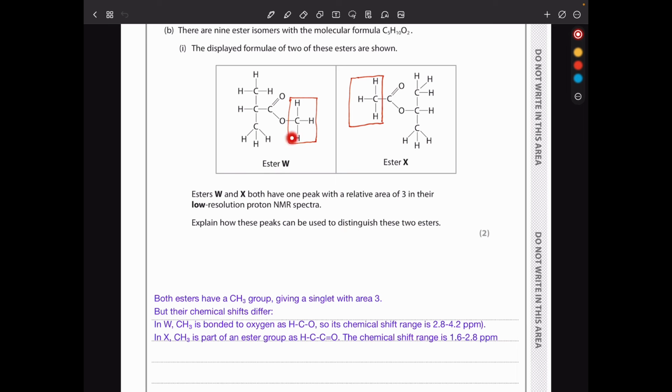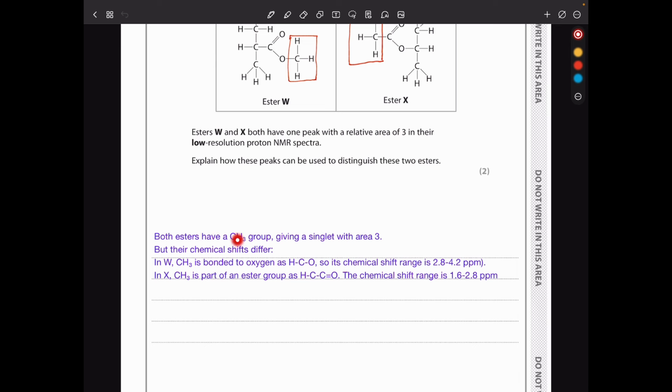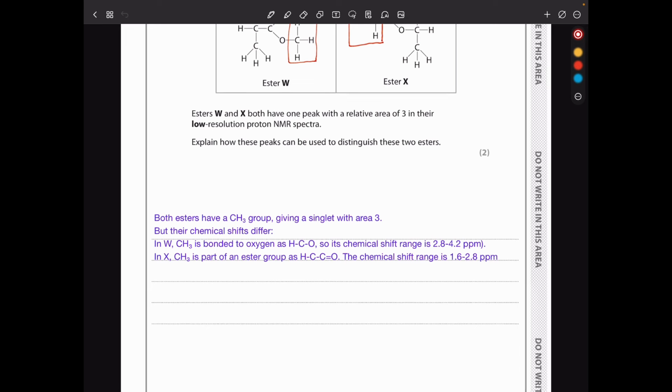So we have a CH3 here and then a CH3 here. This is H3C-O, while this is H3C-C. They can be distinguished using the chemical shifts. So I said both esters have a CH3 group giving a singlet with area 3, but their chemical shifts differ. In W, the CH3 is bonded to oxygen as H3C-O, so its chemical shift is 2.8 to 4.2 ppm. In X, CH3 is part of an ester group, H3C-C=O. The chemical shift range is going to be about 1.6 to 2.8 ppm.